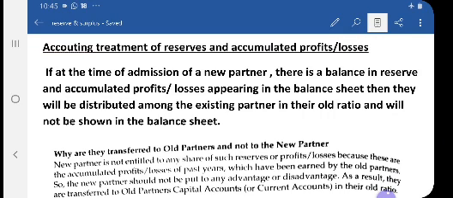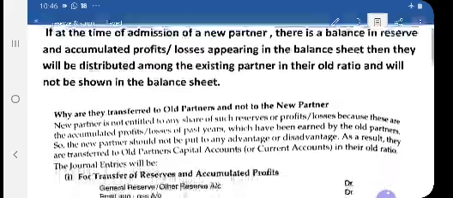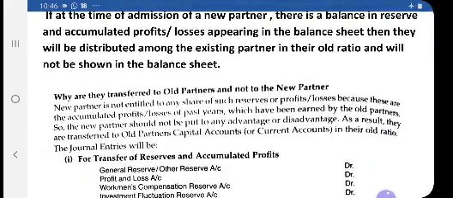Now the question arises: why is this balance transferred only to the old partners, not to a new partner? The answer is that the new partner is not entitled to any share of such reserves, profits, or losses, because these are accumulated profits or losses of past years which have been earned by the old partners. So the new partner should not be put to any advantage or disadvantage.